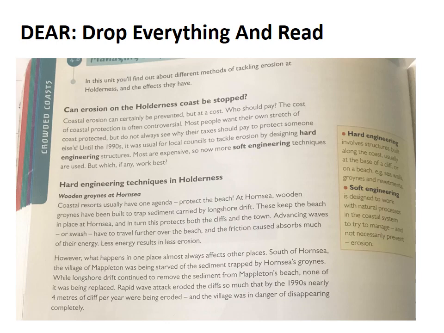So basically, groins are there to trap the sediment. They make the beach bigger, and if you've got a bigger beach, less erosion takes place on the cliff because the sand or the pebbles are absorbing the energy first. However, what happens in one place almost always affects other places.